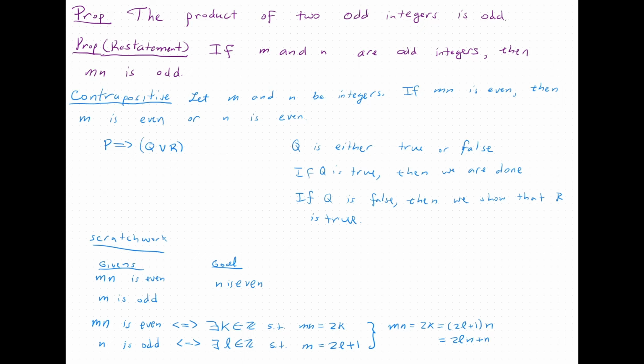But now we have an equation: 2k is equal to 2ln plus n, so we can solve for n. And solving for n will give us 2k minus 2l times n, which allows us to factor out a 2, and we now have k minus l times n, times 2. But to be even is to have 2 times some integer, and that's exactly what we have. And so we have shown that n is even, and that is our proof. So now let's go ahead and write this formally.